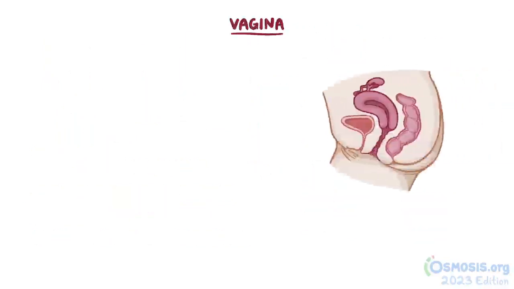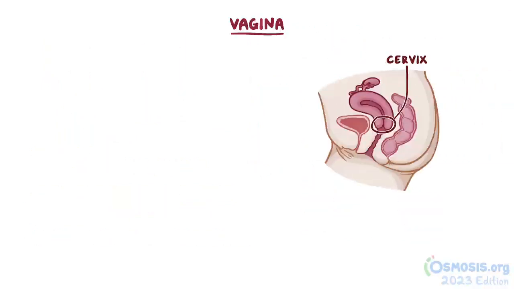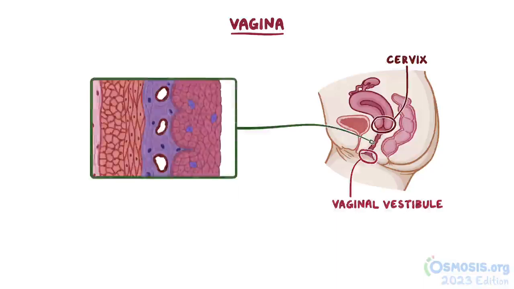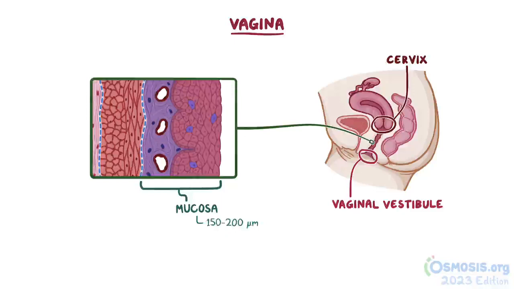The vagina connects the cervix to the external opening of the vagina called the vaginal vestibule. The wall of the vagina doesn't contain glands and is composed of three main layers: the inner mucosa, which is typically about 150 to 200 micrometers in adults, a muscular layer called the muscularis, and an adventitia of connective tissue. The adventitia also contains a large amount of elastic fibers, which allow the vaginal wall to be both strong and flexible, which is particularly beneficial during childbirth.